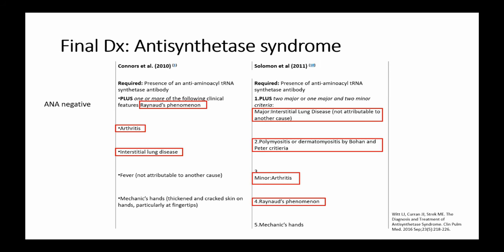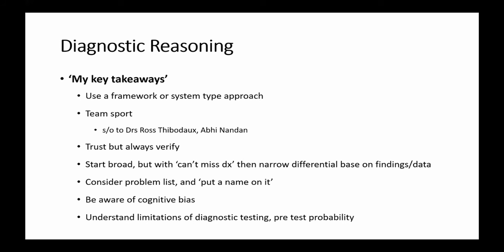We'll find out. And then before I stop, just a few broad key takeaways for diagnostic reasoning. I think it's important to have a strategy, use a framework or system type approach. Understand this is a team sport, including your patient. So go back to your patient a couple of times and talk to them, get more history, do another physical exam, talk to family. Family can be so important in the diagnostic reasoning front. Also want to give a shout out to a couple of colleagues, a former resident colleague, Ross Thibodeau. He's a rheumatologist. He helped me out a little bit with this case. Y'all know Dr. Abi over at the VA. He was extremely helpful on this case. So consult your colleagues. They can help tremendously.